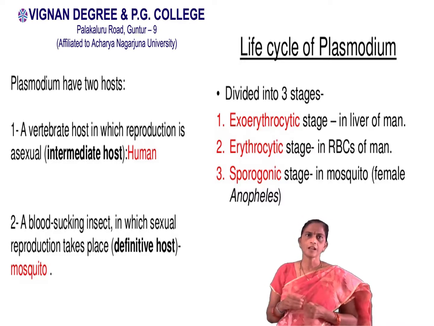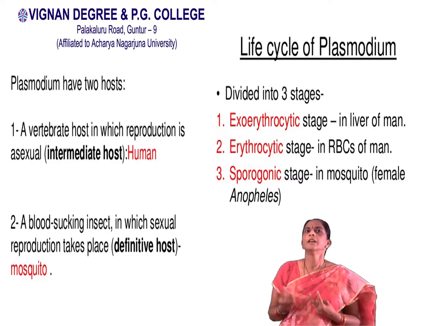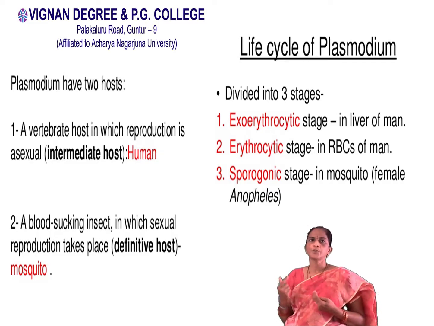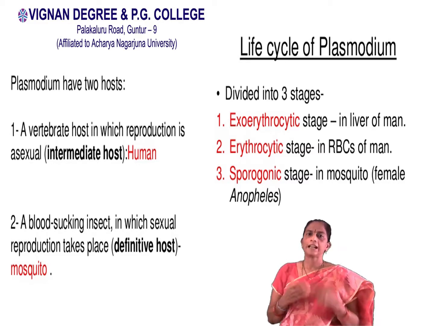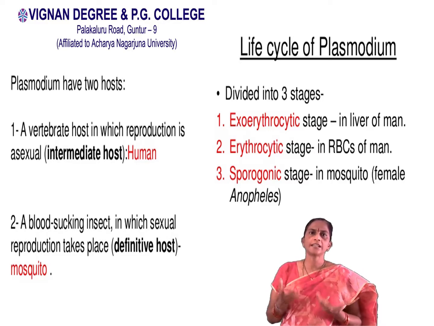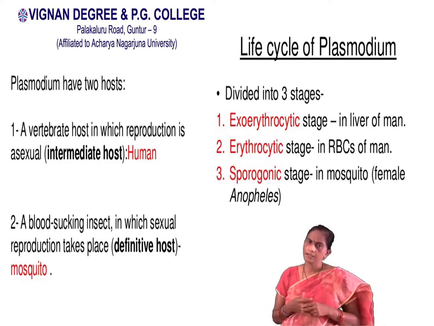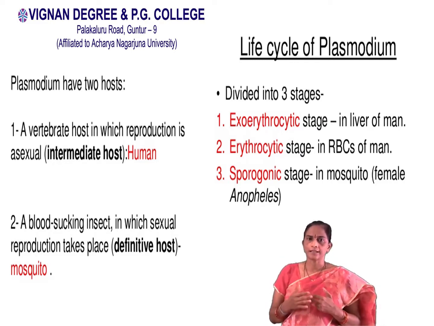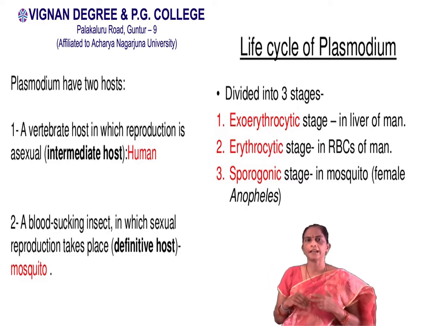Okay. Next one, the Plasmodium. Already we discussed there are two types of hosts, intermediate host and definitive host. Final host, a vertebrate host in which reproduction is asexual. In case of humans, the organism undergoes asexual reproduction, so it is an intermediate host. In case of the definitive host, the organism undergoes sexual reproduction, that is the mosquito. In case of mosquito, the organism multiplies in sexual mode. In case of humans, it is reproduced by asexual mode.